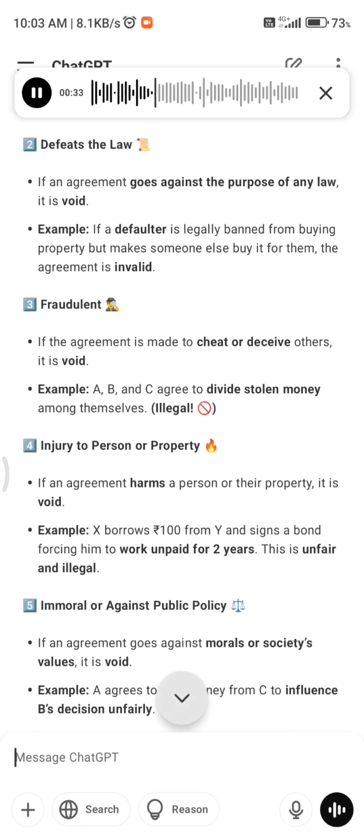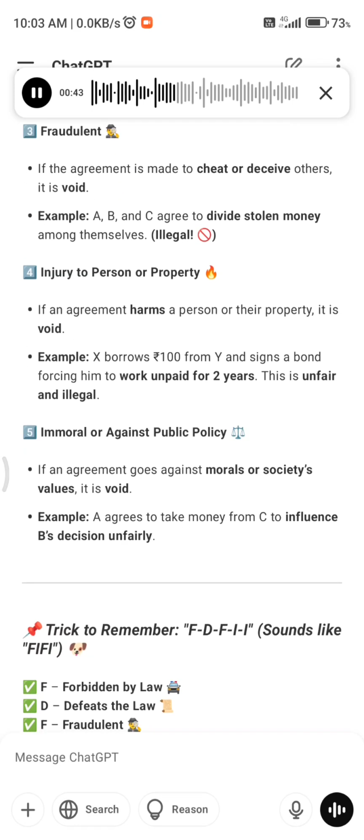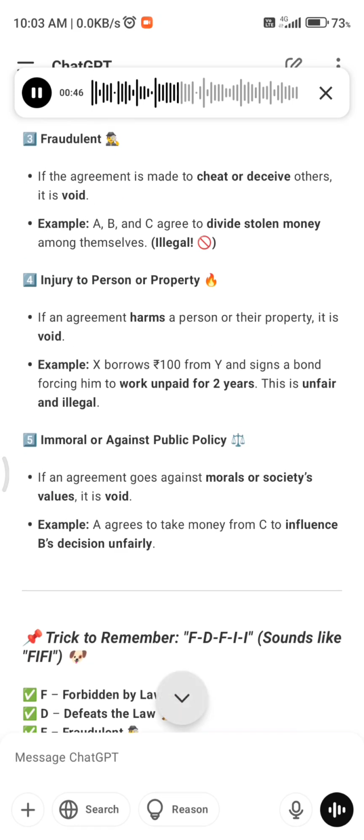If an agreement goes against the purpose of any law, it is void. Example, if a defaulter is legally banned from buying property, but makes someone else buy it for them, the agreement is invalid. 3, fraudulent. If the agreement is made to cheat or deceive others, it is void. Example, A, B, and C agree to divide stolen money among themselves. Illegal.